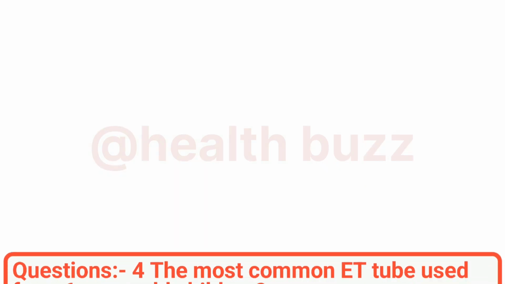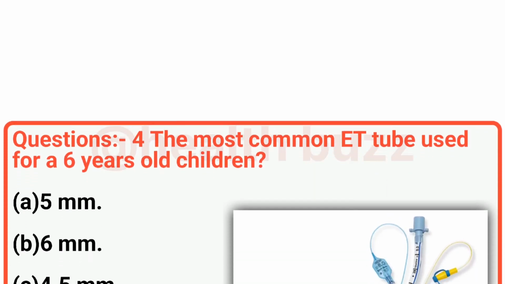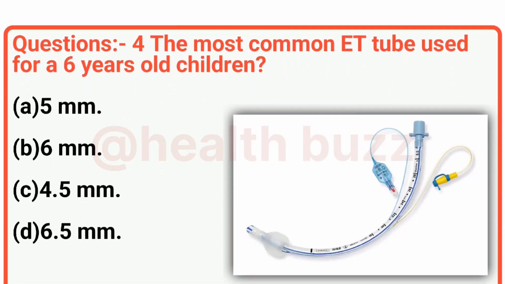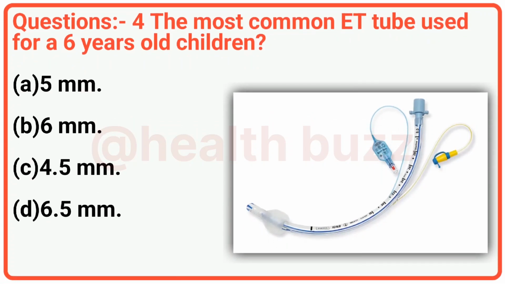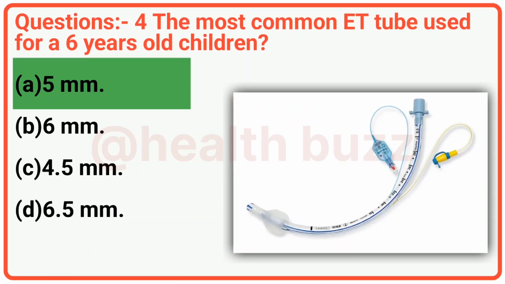Questions 4. The most common ET tube used for 6 years old children is A. 5 mm, B. 6 mm, C. 4.5 mm, D. 6.5 mm. Right answer is A. 5 mm.